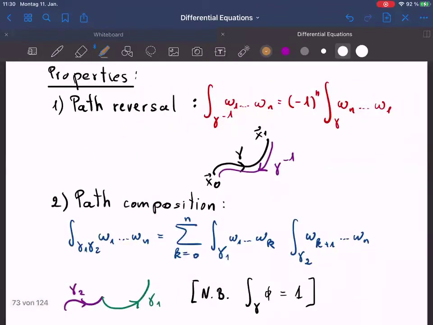The other natural property is that you may have two paths, gamma 1 and gamma 2, which share some endpoint. So the endpoint of gamma 2 is equal to the starting point of gamma 1. So I can build a new path, which is just combining the two. You get a new path gamma, which is just first traveling along gamma 2 and then along gamma 1.